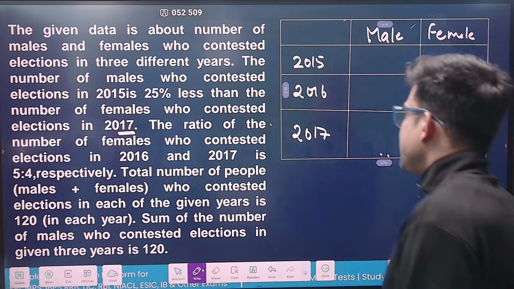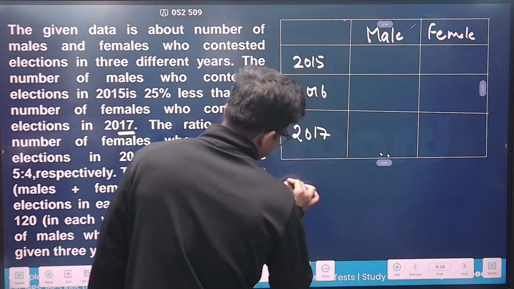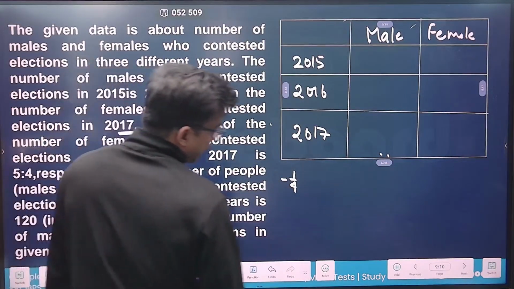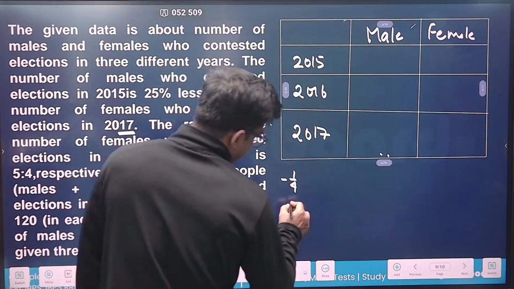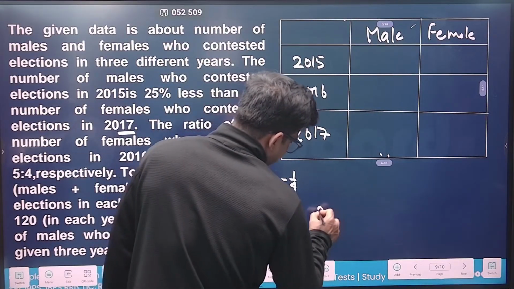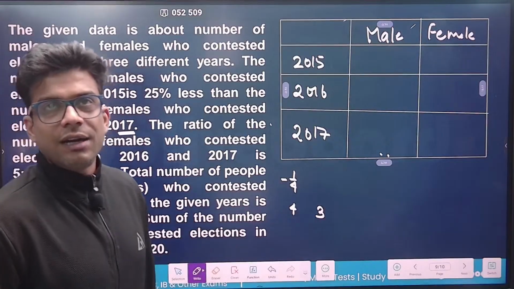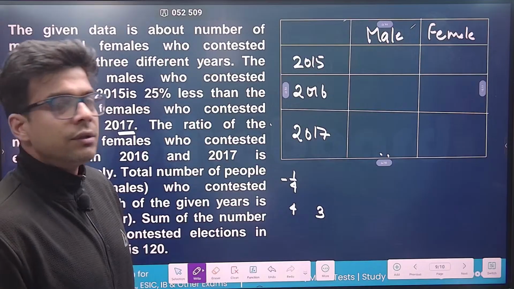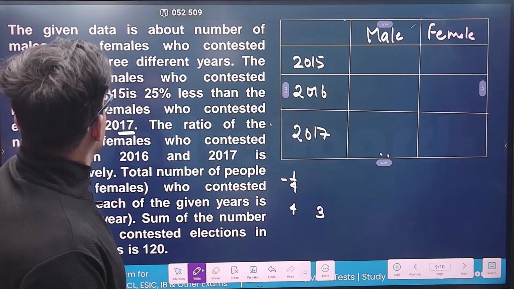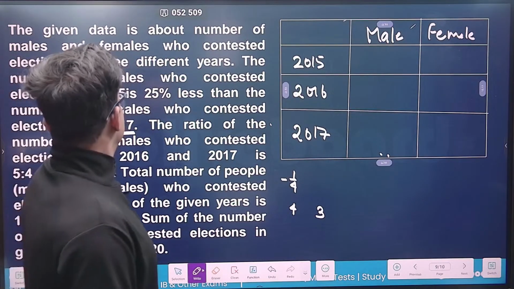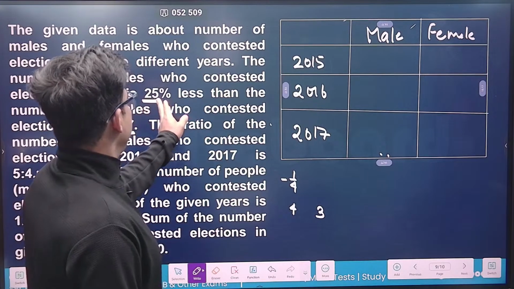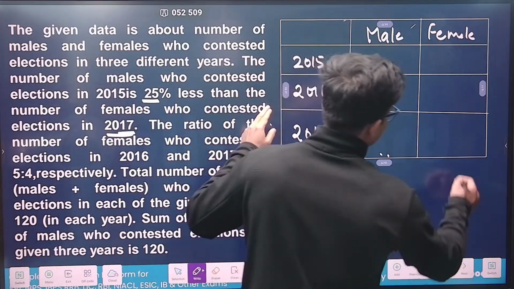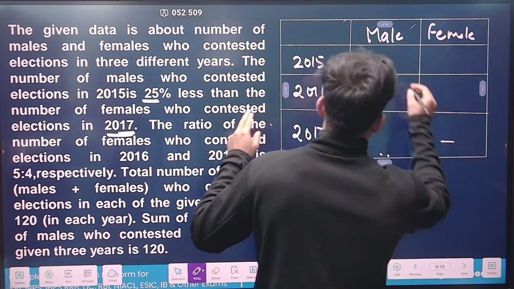Again, to understand what this 25% less is: minus 1 by 4, which means earlier it was 4, now it becomes 3. The ratio would be like that, everyone. Is it true? So you can write down, the number of males who contested election in 2015 is 25% less than the number of females who contested election in 2017. So female 2017, from here it is 25% less.